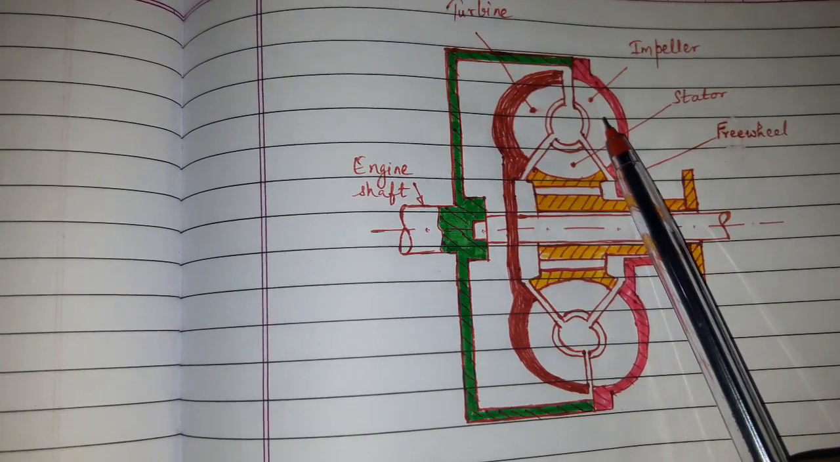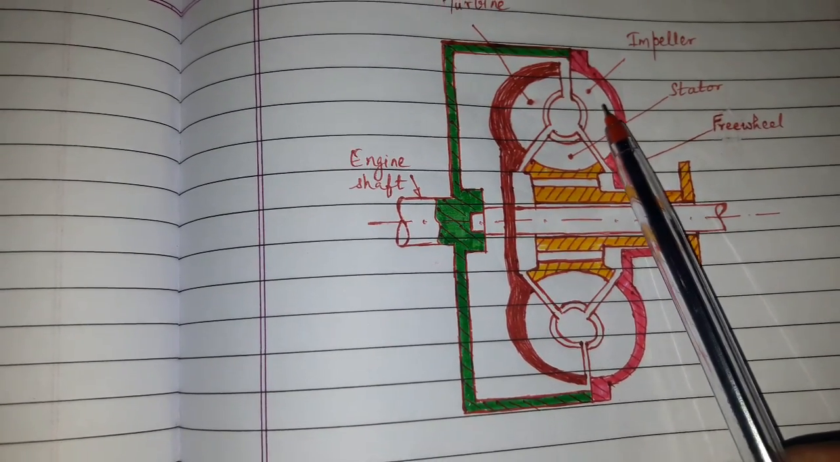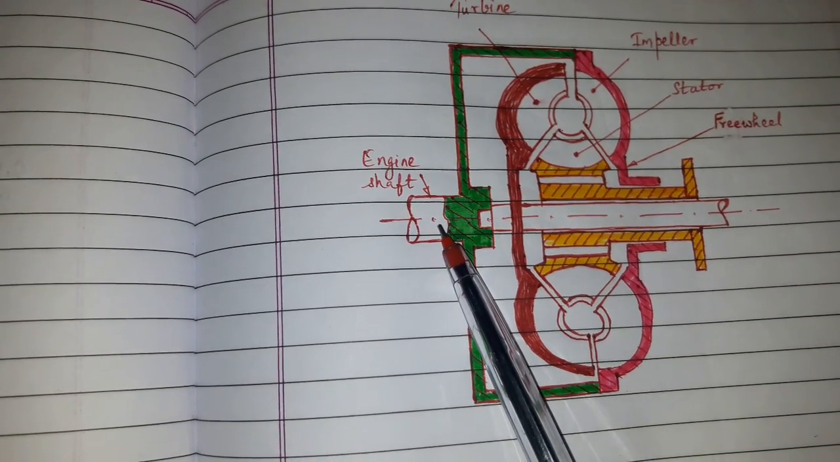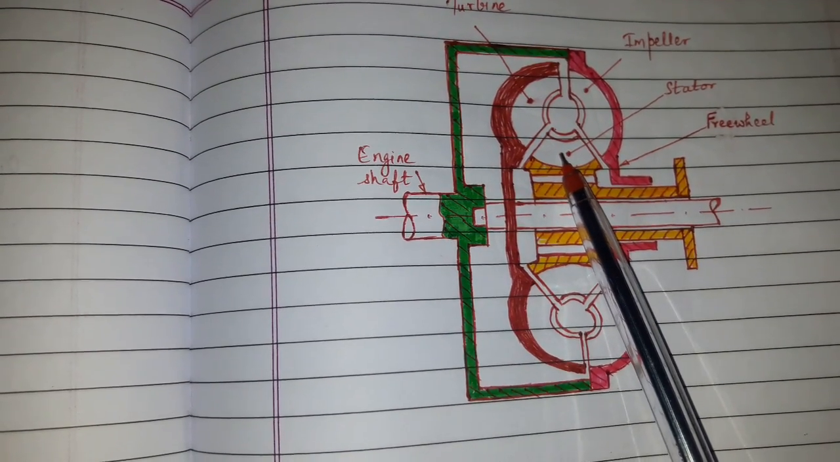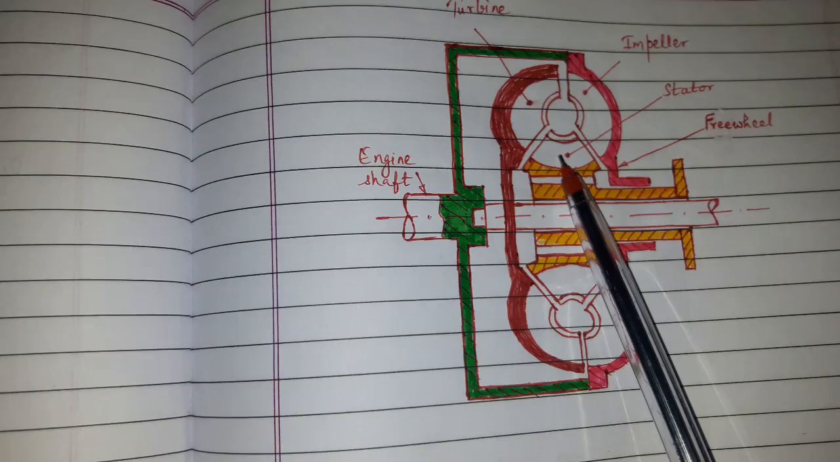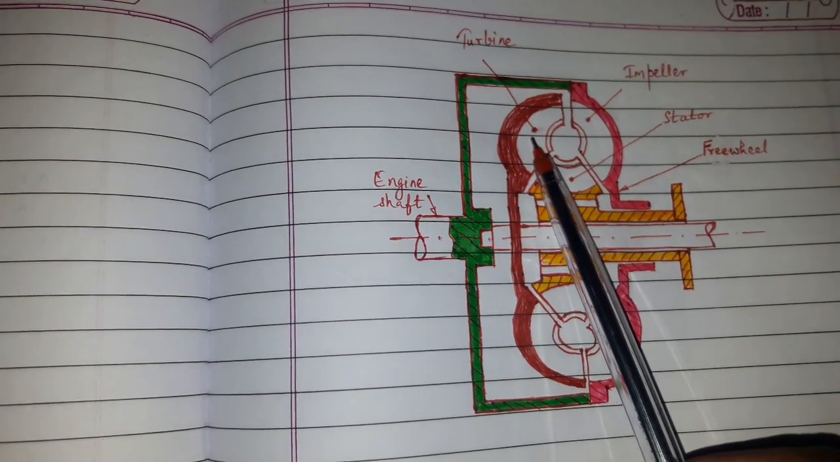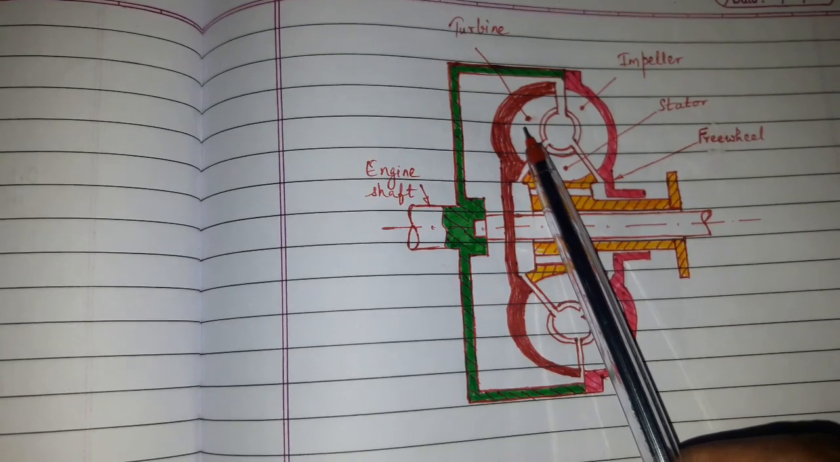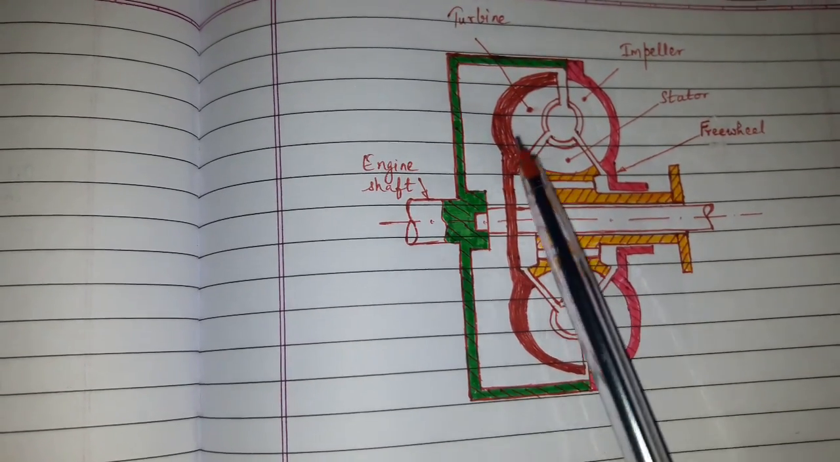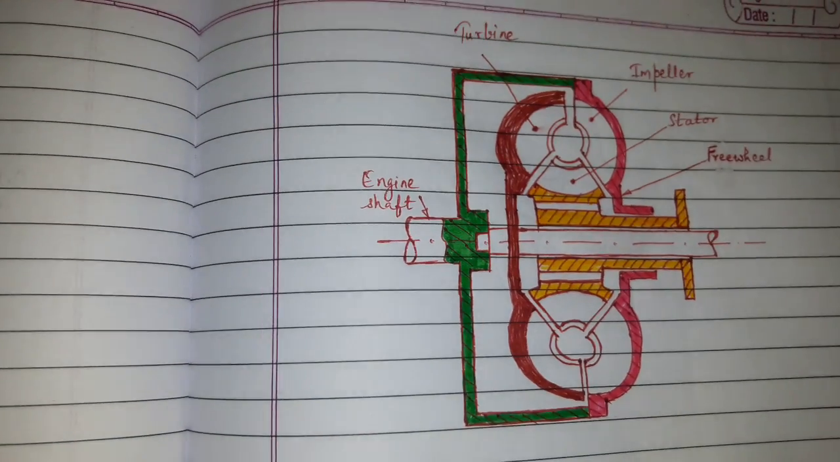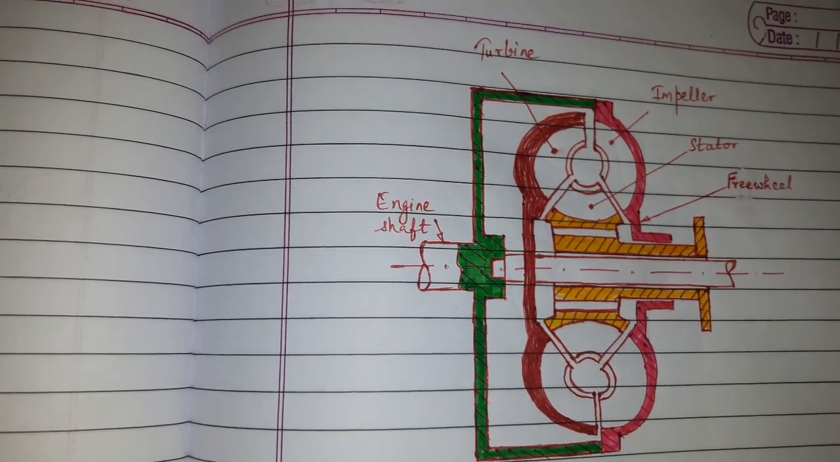Impeller or pump is the driving member which is connected to the engine shaft. Stator, which is the one-way clutch or stationary member. Turbine or rotor is the driven member which is connected to the propeller shaft. So this was the construction of torque converter.